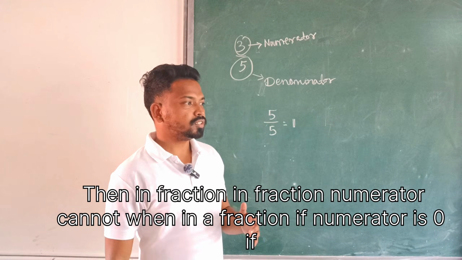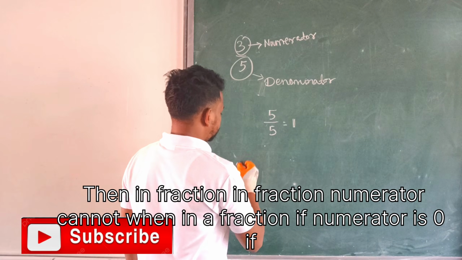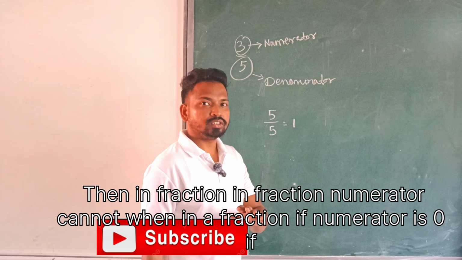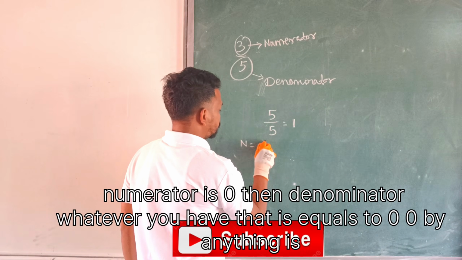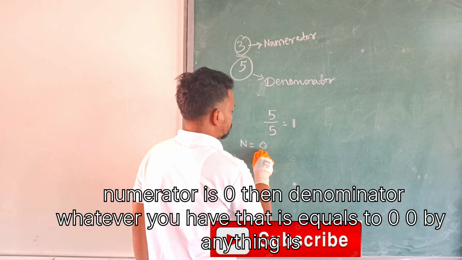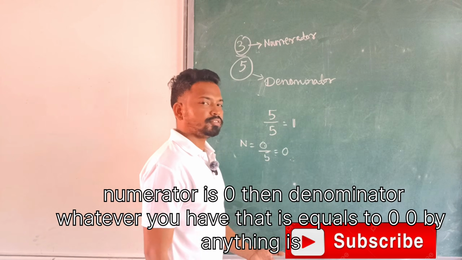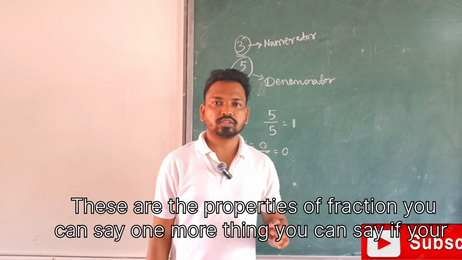Then in a fraction, if the numerator is 0, then whatever denominator you have, the value is equal to 0. 0 by anything is 0. That's why. Okay, these are the properties of fractions.